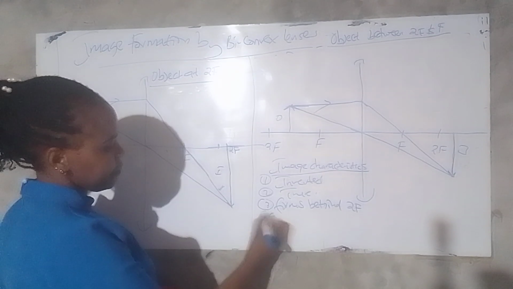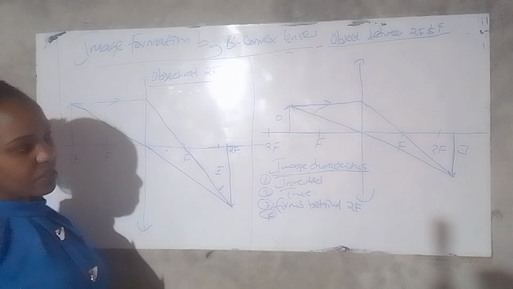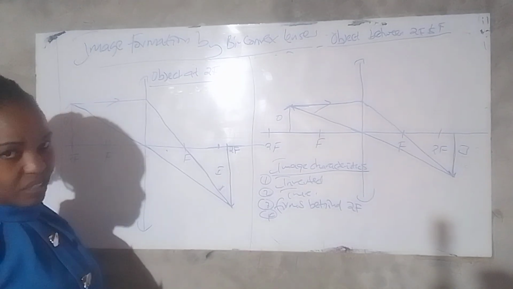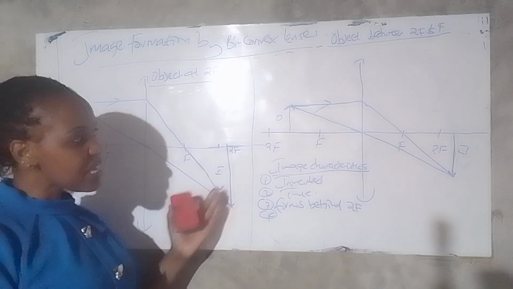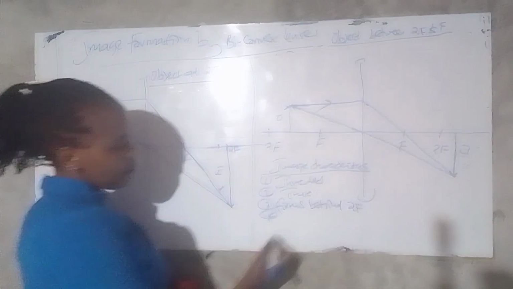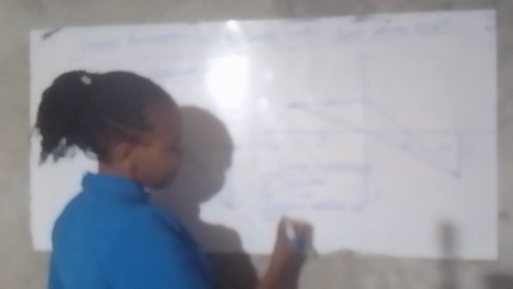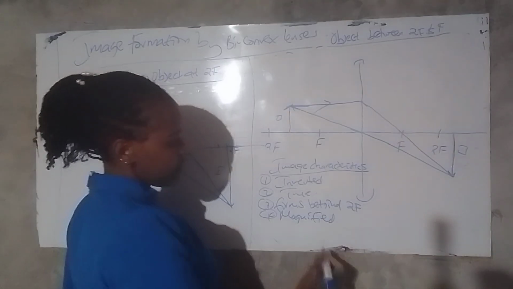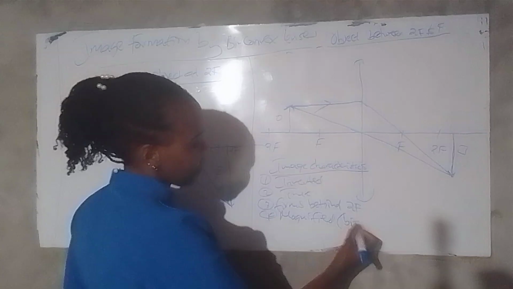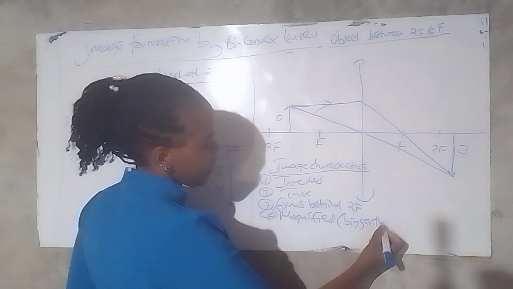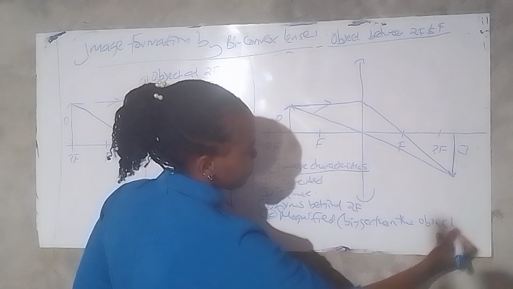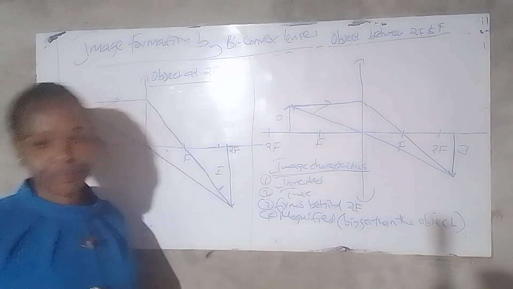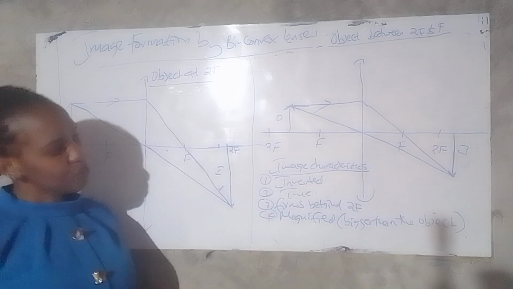And lastly, the size of the image compared to the size of the object. Now if you take a good look, you can see the image is bigger than the object. So it's magnified. Okay, or simply is bigger than the object. Okay, so we are almost there.